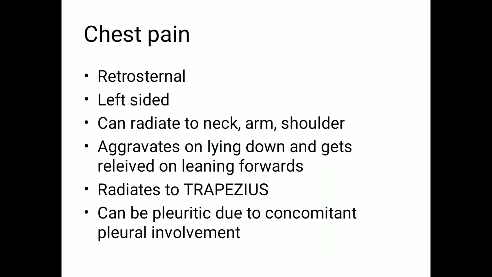Coming to the clinical features, the typical patient will present with chest pain, which is retrosternal, left-sided, can radiate to the neck, arm and shoulder, which mimics MI. This pain typically gets aggravated on assuming a supine position, that is on lying down the pain gets aggravated, and the pain typically gets relieved on sitting up and leaning forwards. This pain radiates to the trapezius ridge and can sometimes be pleuritic also due to concomitant pleural involvement.